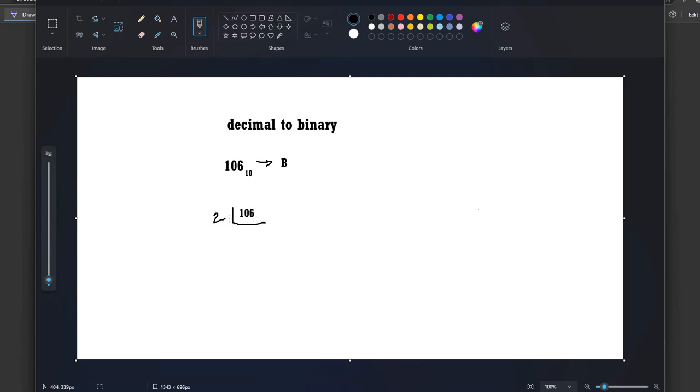106 divided by 2, how much will it be? First of all we will try to solve this. We try to divide 1 by 2, it doesn't go, so we cannot divide 1 by 2, so we'll take these two numbers. 2 5s are 10, 2 3s are 6, so the remainder will be 0.